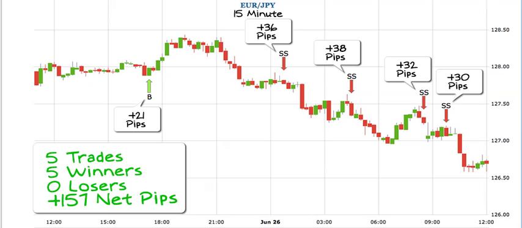And here's the Euro Japanese yen 15-minute chart. 5 trades, 5 winners, 0 losers, net 157 pips of profit. Very typical of the kind of trading results you can enjoy with Forex Income Engine 3.